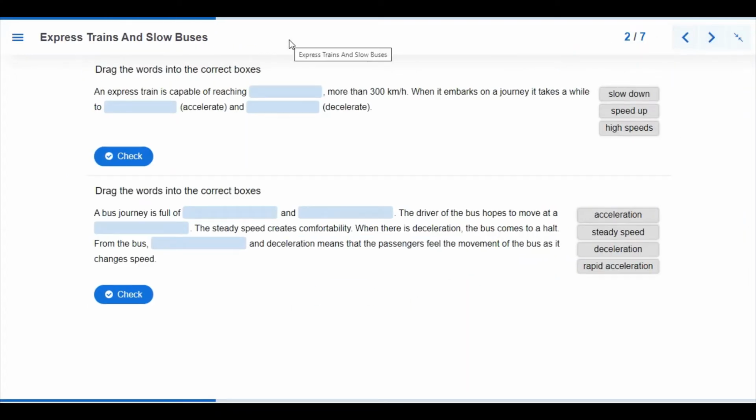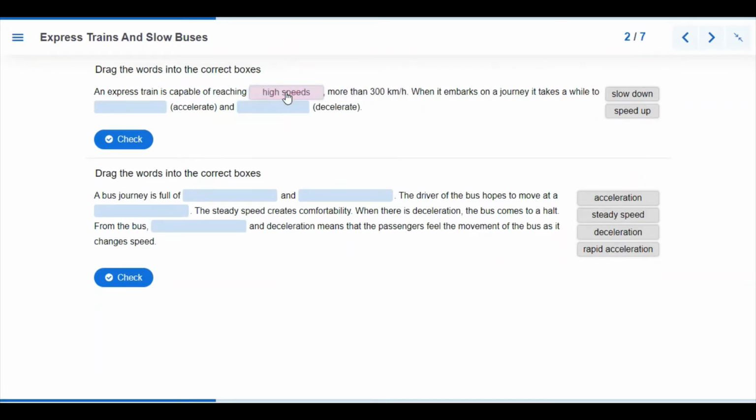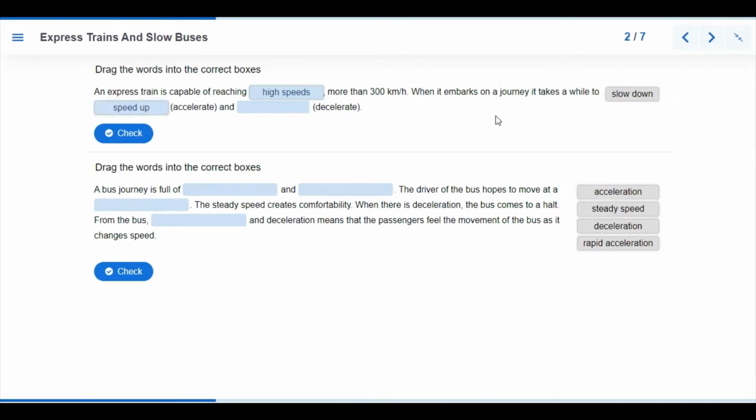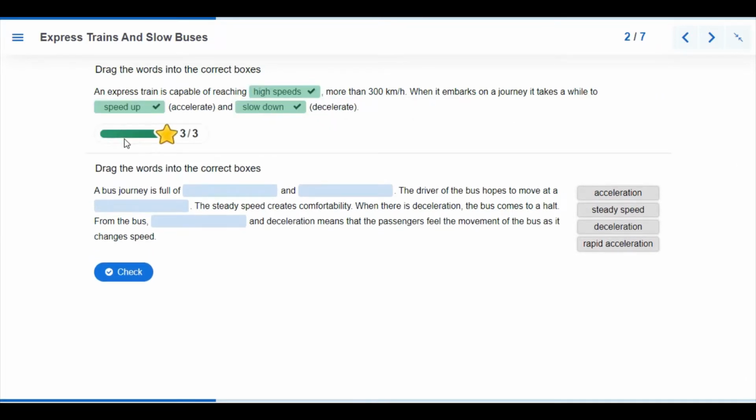So let's look at express trains and slow buses and do some activity based on that. An express train is capable of reaching high speeds, more than 300 km per hour. When it embarks on a journey, it takes a while to speed up, that is, accelerate, and slow down, that is, to decelerate.